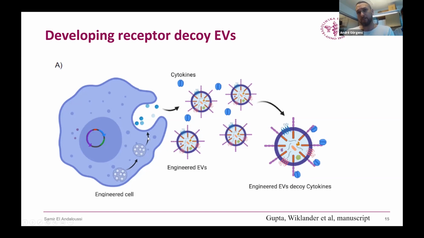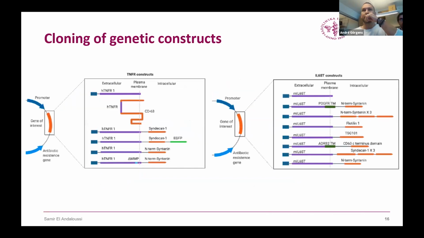It's based on the principle that we modify source cells to secrete EVs, and these EVs on the surface are bioengineered to have signal incompetent cytokine receptors. This means that they can avidly bind cytokines, but if they are delivered into a cell, they will not signal. And this is how an engineered EV with decoy receptors looks like.